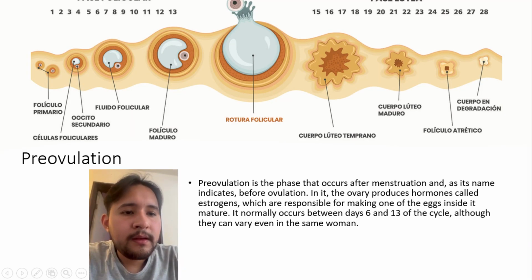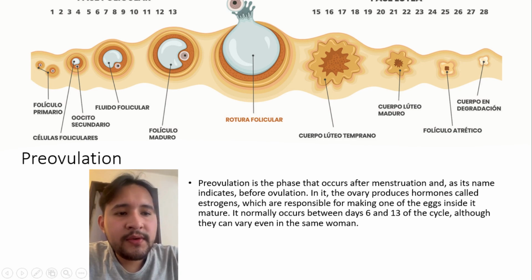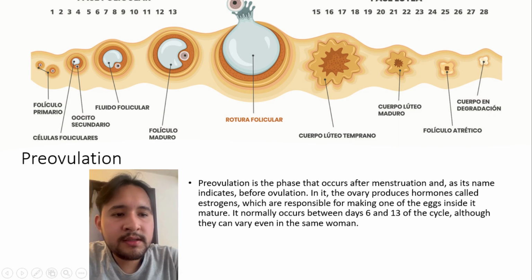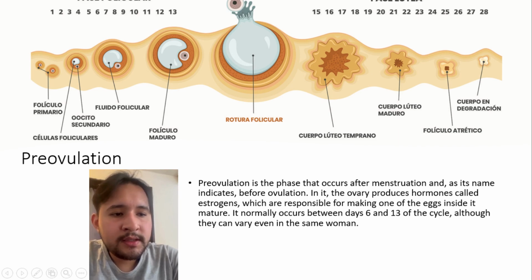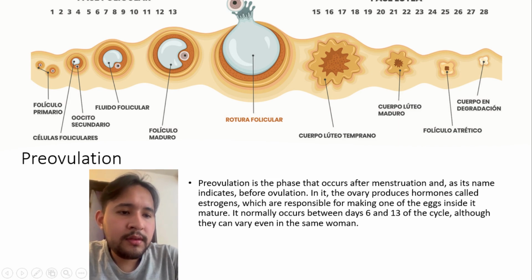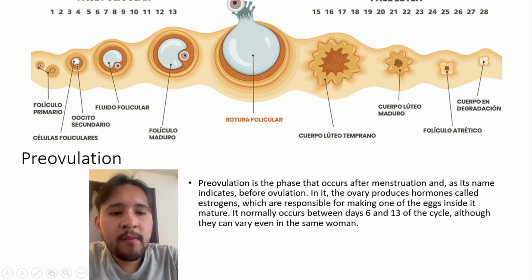Pre-ovulation. The pre-ovulation is the phase that occurs after menstruation and, as its name indicates, before ovulation. The ovary produces hormones called estrogens, which are responsible for making one of the eggs inside it mature. It normally occurs between days 6 and 13 of the cycle, although it can vary even in the same woman.